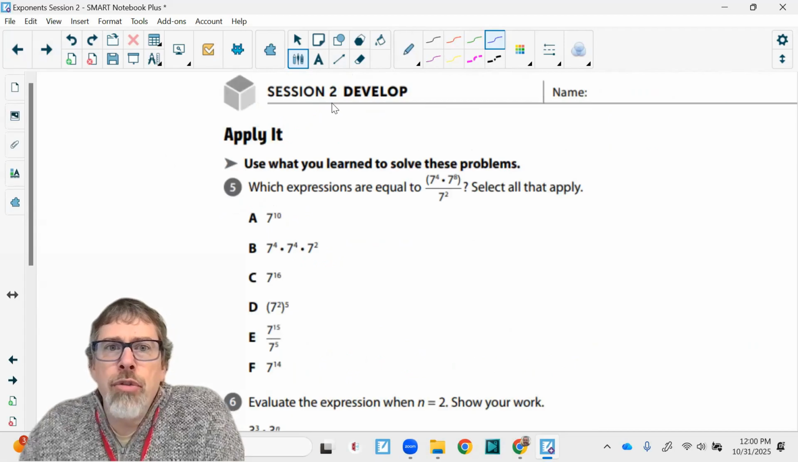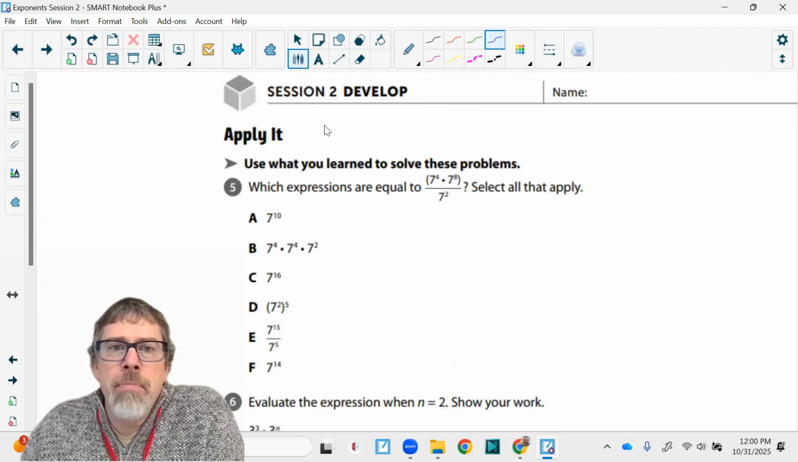Last page, session 2. Oh, it's not the last page. There's no one after this. So this says apply it. Use what you learned to solve these problems. Which expressions are equal to 7 to the 4th times 7 to the 8 over 7 squared?